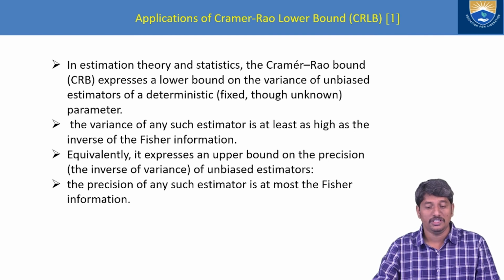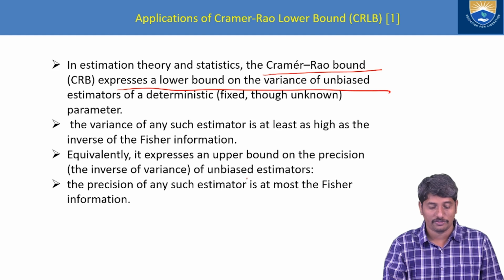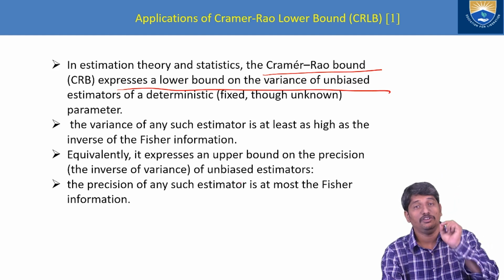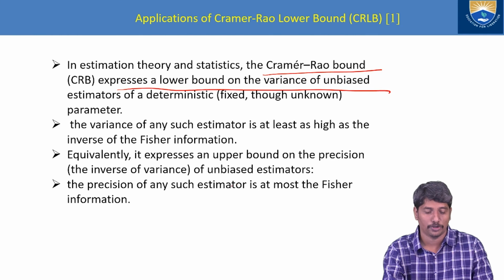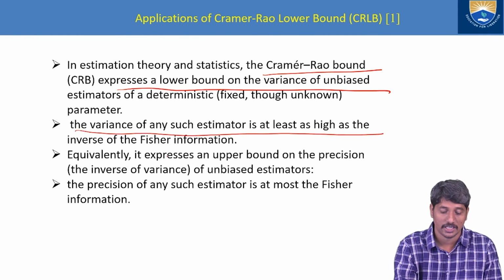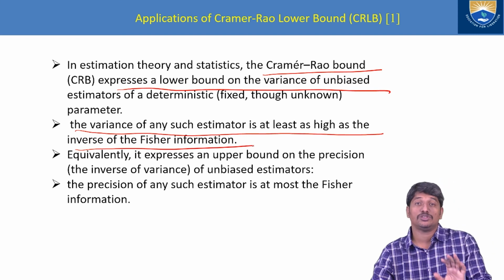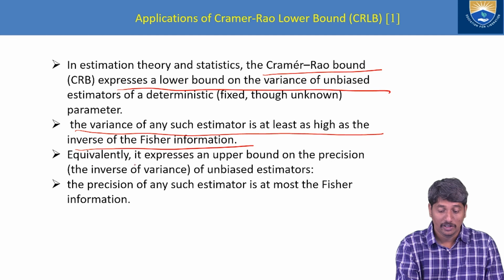So, in estimation theory and statistics, the CRLB expresses a lower bound on the variance of unbiased estimators of a deterministic parameter. That means it helps us in finding the lower bound of the variance for an unbiased estimator of a parameter of the population distribution. That is the most important application. The variance of any such estimate is at least as high as the inverse of the Fisher information, and also it helps us to find out Fisher's information in information theory. Equivalently, it expresses an upper bound on the precision of an unbiased estimate.